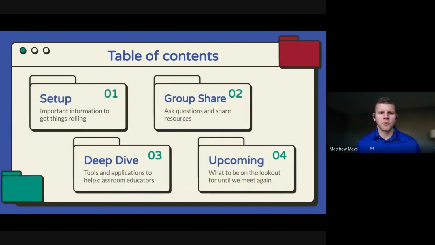For today, we have the same four areas for our table of contents. We'll do some setup stuff and breeze through that so that we can get to the group share, which is my favorite part. That will allow all of you to come in and share some cool things that you've seen since we last met in December. We'll do a deep dive, and today that's going to be on information pollution. It's a session that I'm working on for next week's OETC conference. I'll talk about that a little bit more in just a little bit, but I'll share some things with you there, and then we'll talk about some things that are up and coming.